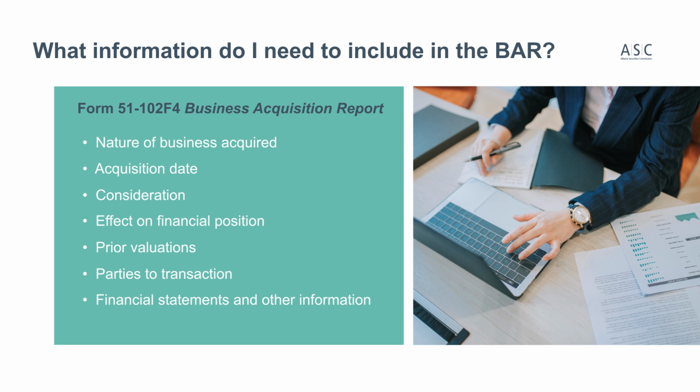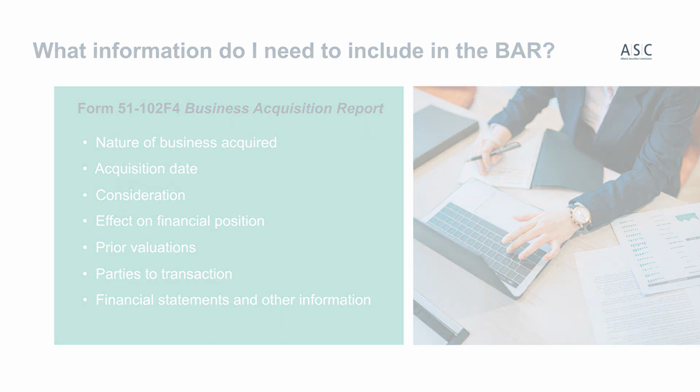To ensure this information is available by the BAR due date, issuers are encouraged to consider these disclosure requirements early in the transaction process. Additionally, for acquisitions of oil and gas interests, an issuer may opt to provide operating statements instead of financial statements if certain criteria are met. We recommend that issuers refer to the detailed guidance in Part 8 of National Instrument 51-102 to determine what financial information needs to be filed, as it varies based on the particulars of the acquisition.